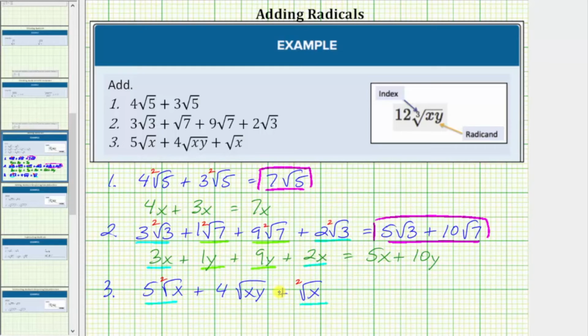So we can only add the first and third radicals. So 5 square root x plus 1 square root x is equal to 6 square root x. So the sum is 6 square root x, and we still have plus 4 square root xy.